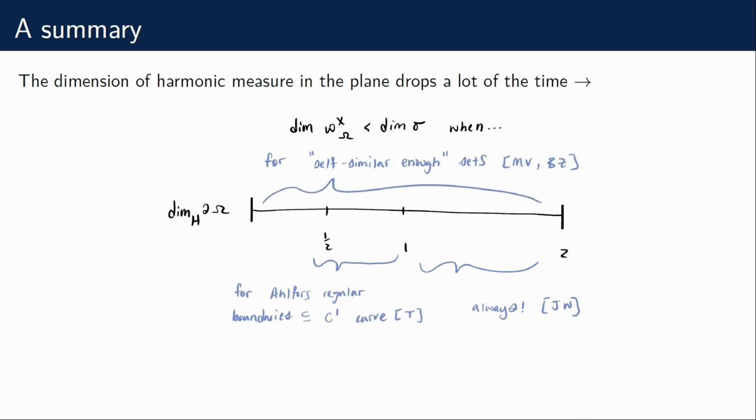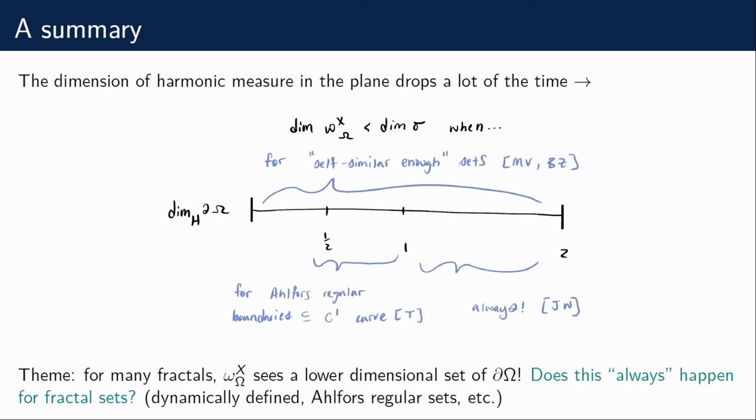Okay, so I threw a lot of information at you. I'll give you a quick summary with a picture. If I graph on a number line the dimension of the boundary of a set between 0 and 2 in the complex plane, then for a whole bunch of sets, the dimension of harmonic measure drops. In the full range, you have dimension drop of harmonic measure for self-similar enough Cantor sets. In the range between 1 and 2, you have dimension drop of harmonic measure no matter what. And for Ahlfors regular boundaries between 1/2 and 1, you have dimension drop as long as the boundary is contained in a C1 curve.